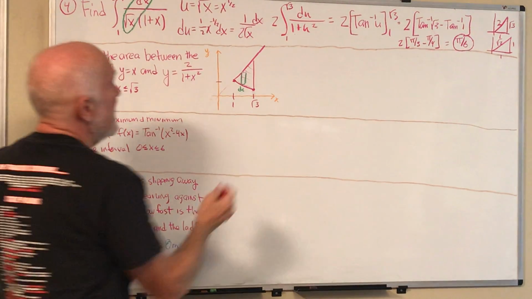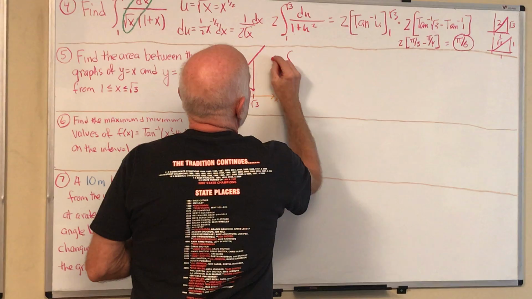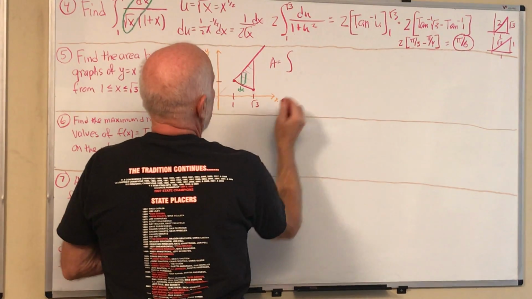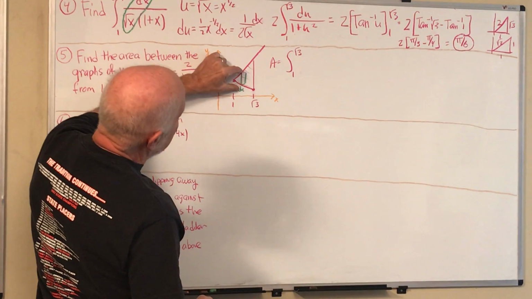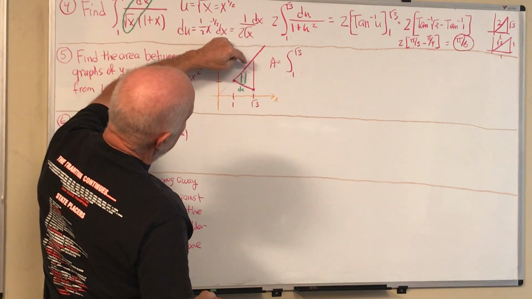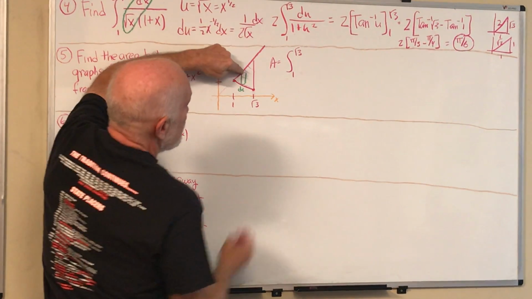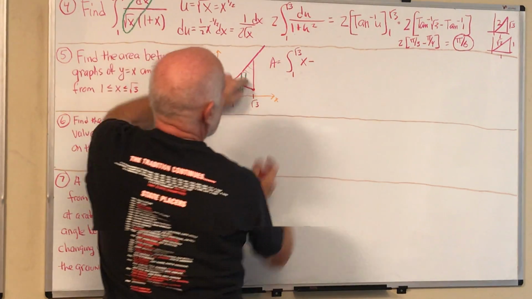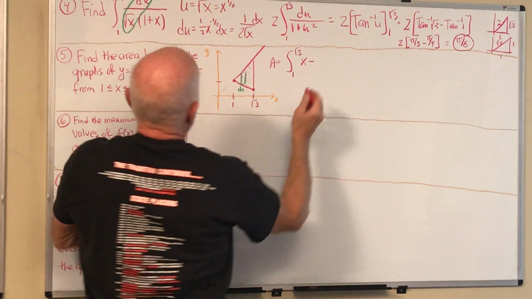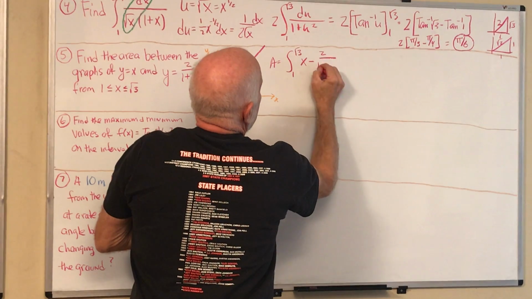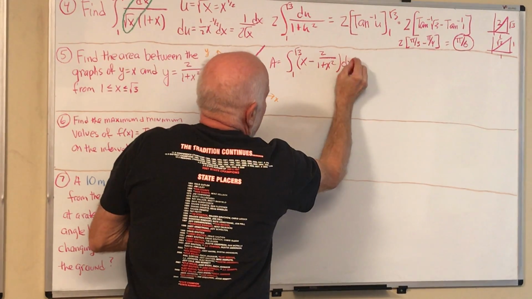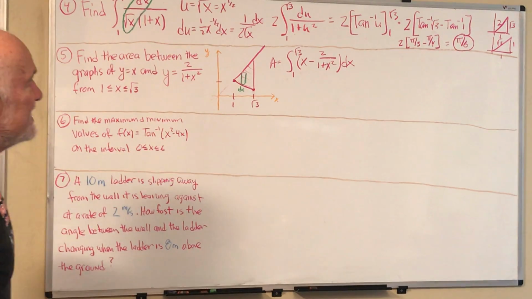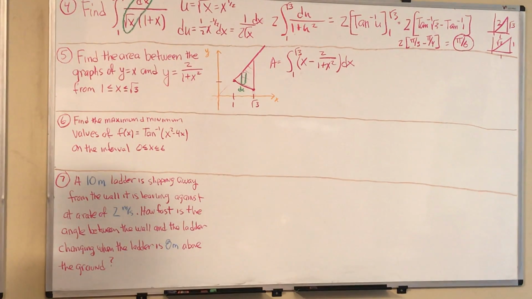So now I'm ready to take my area. It's the integral from 1 to the square root of 3. And what is the height of this rectangle? It's the y value on this straight line minus the y value on this curve. And the width of the rectangle is dx. So if I can solve that definite integral, I'm going to get the area.